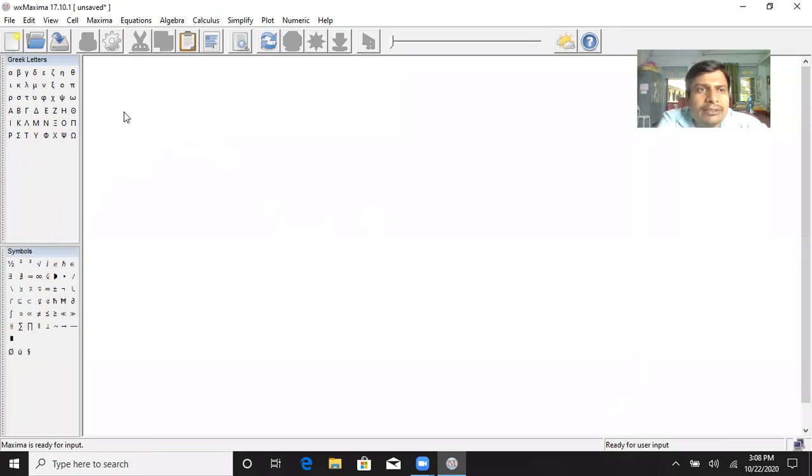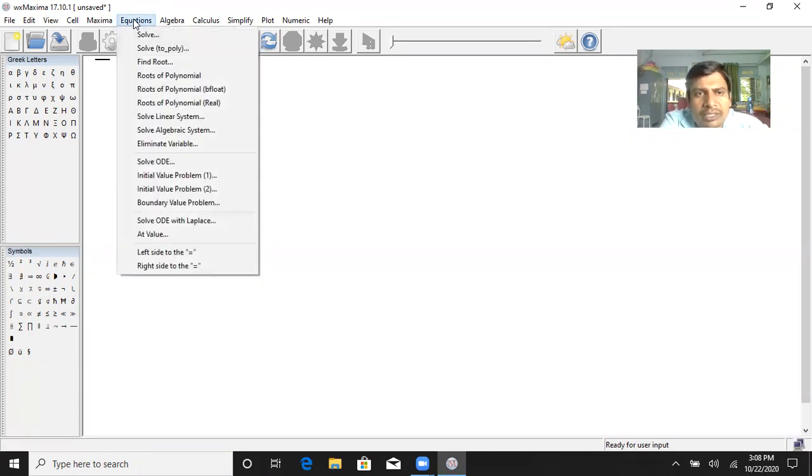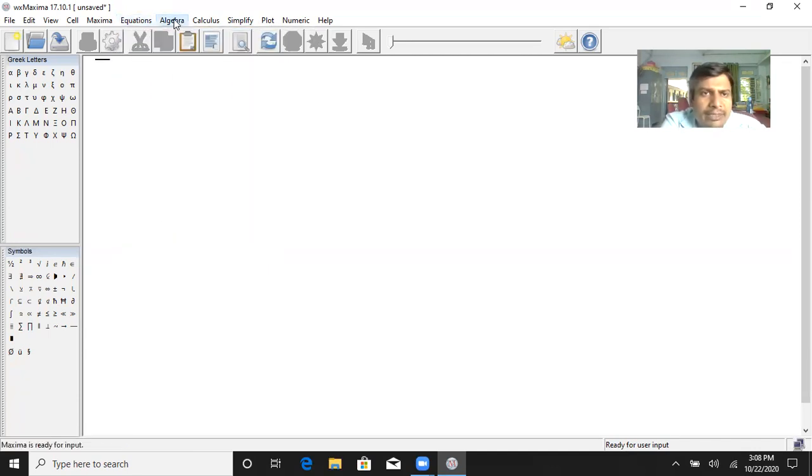Next come to here, the Equations menu in Maxima. Equations means solving polynomials, linear solutions, roots of polynomial, and linear systems. In your higher education, you will use this. Then solve ODE, ordinary differential equations, initial value problem, boundary value problem, and solving ordinary differential equations with Laplace.